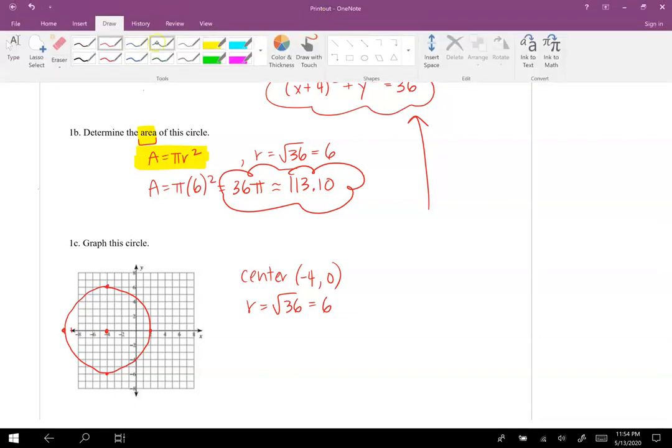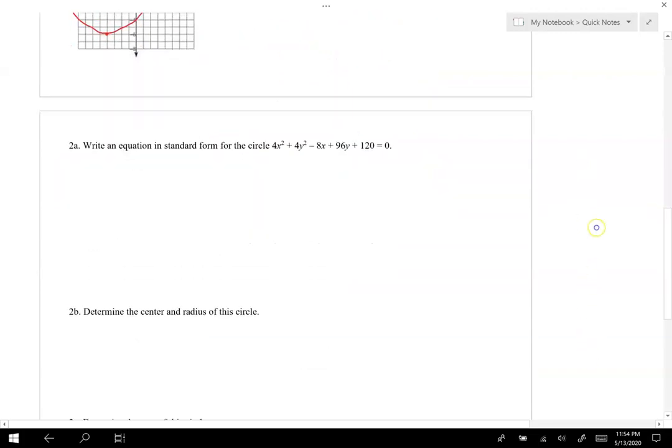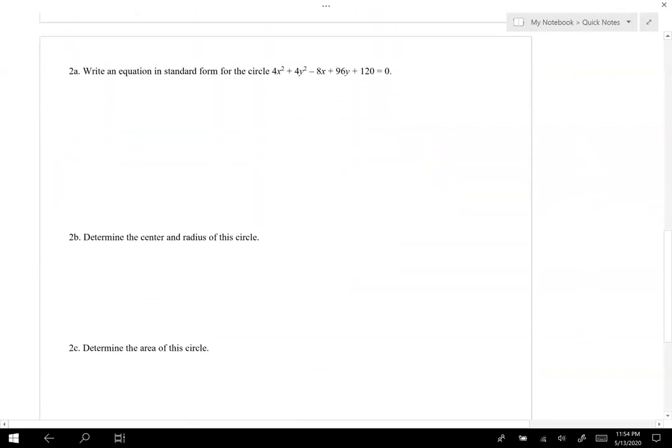All right, one more example question. We'll change colors here. Write an equation in standard form for this circle. This was like the last equation on your homework and on the examples from the first lesson this week. I noticed the 4's here, so we're just going to divide everything by 4 to get rid of it. So I really have x squared plus y squared minus 2x plus, I believe that's 24y, let me check, 96 divided by 4, 24, plus 30 equals 0.